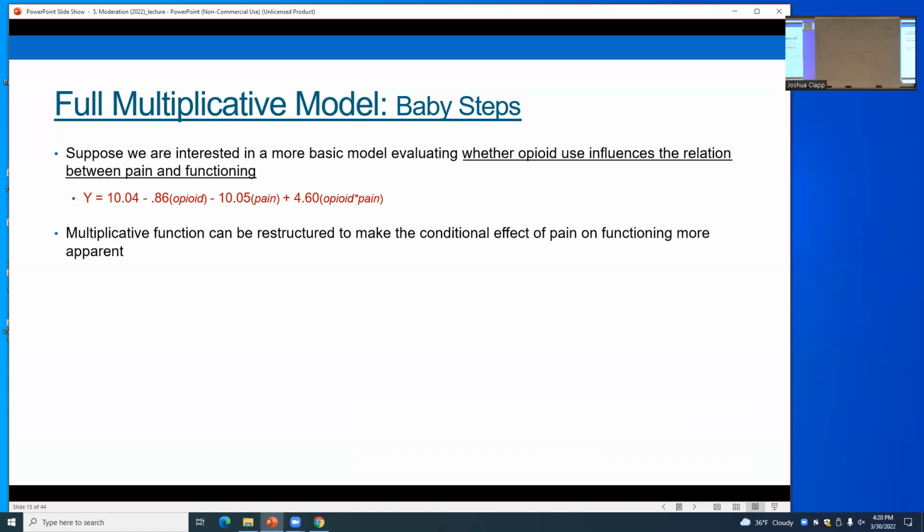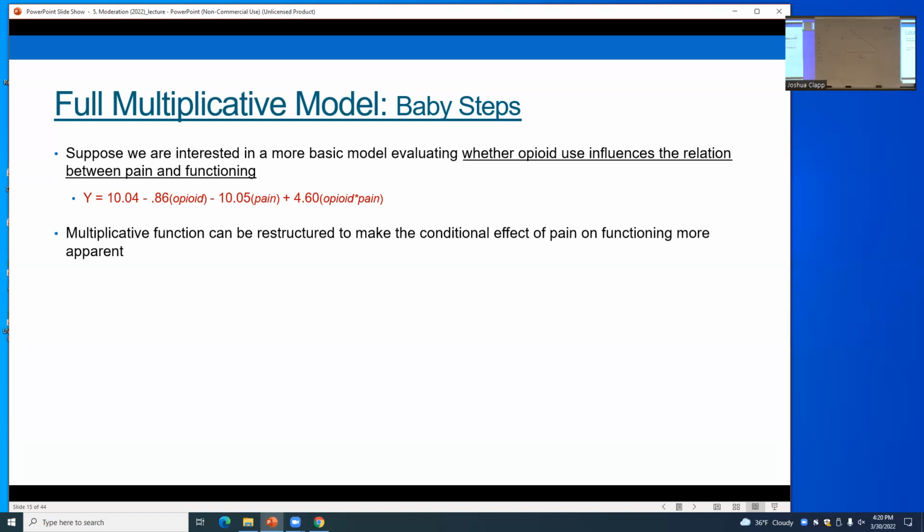Okay. So what I'm going to do is walk through it in steps. Forgive me, this isn't a proper math class, but this is for people who may be shaky on algebra because they took it in eighth grade. So here's my equation, right? And I'm interested in looking at whether or not opiate use influences the relation between pain and functioning.